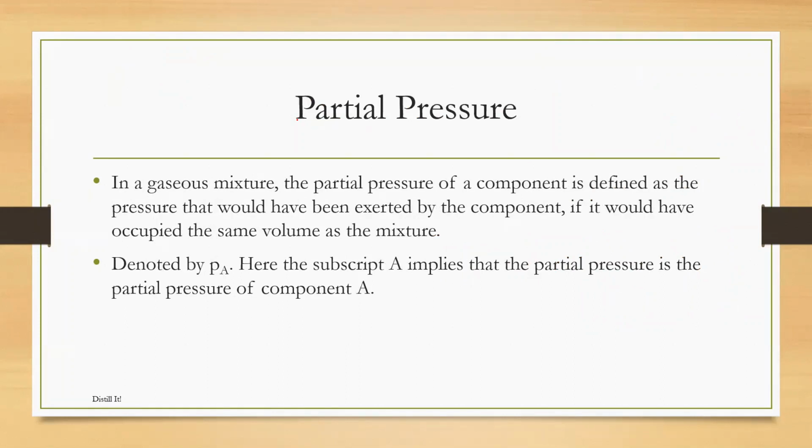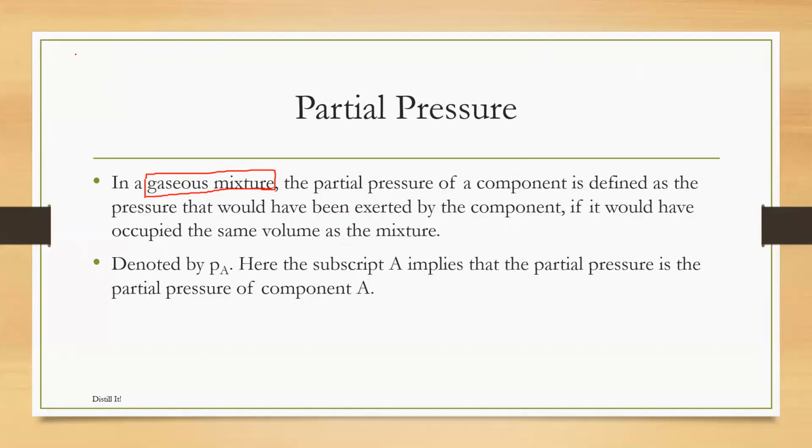Now, we'll move to certain other concepts before we go to problems. So first of all, we have partial pressure. Partial pressure will be defined in case of a gaseous mixture. That is the main thing. In a gaseous mixture, the partial pressure of a component is defined as the pressure that would have been exerted by the component if it would have occupied the same volume as the mixture.